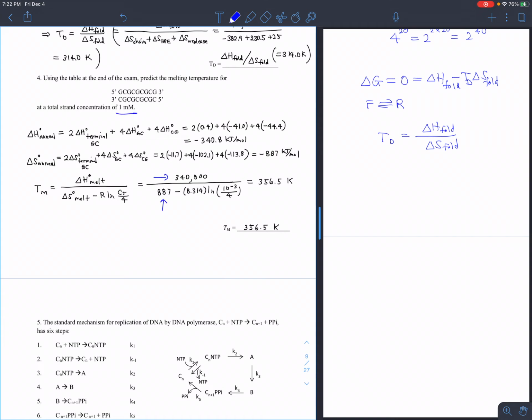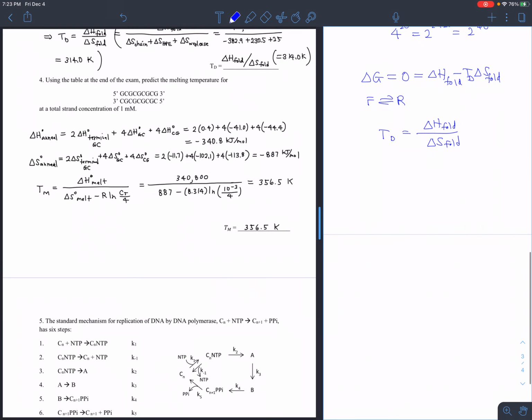And the concentration is 1 millimolar. That's what goes in there. And if you do the arithmetic, that turns out to be 356.5 K, which is what? Just below the boiling point. So what is that? Let's see, that's 27 plus 56 is 70, 83 degrees, which is very reasonable.